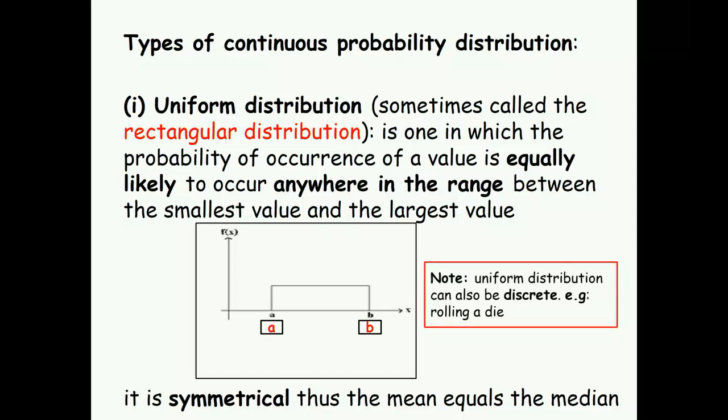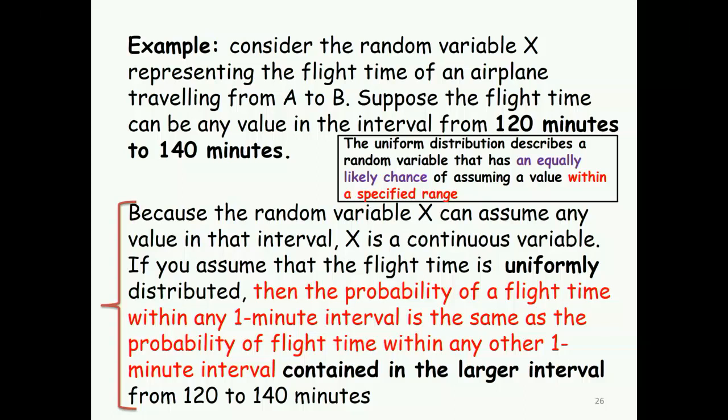Uniform distribution can also be discrete. For example, rolling a die: the probability of getting 1 is 1/6, the probability of getting 2 is 1/6, the probability of getting 3 is 1/6. The same, uniform. So it could also be discrete, but here we are talking about continuous. Let's take one example.